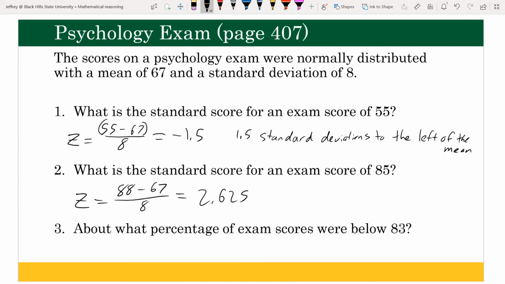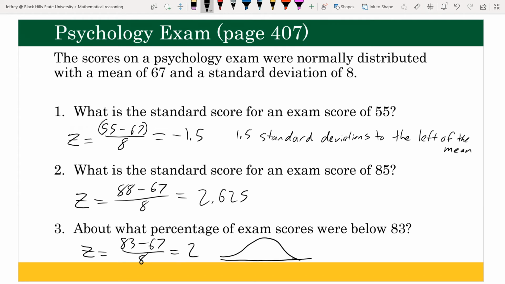For the last one, it says about what percentage of exam scores were below 83. Well, we can at least calculate the z-score first before we fully answer this. We're going to take 83 minus 67 and divide it by 8. And we end up with a z-score of 2. Now, the only thing that really told us anything about percentages was the 68, 95, 99.7 rule. And because this is exactly 2, that means it is 2 standard deviations.